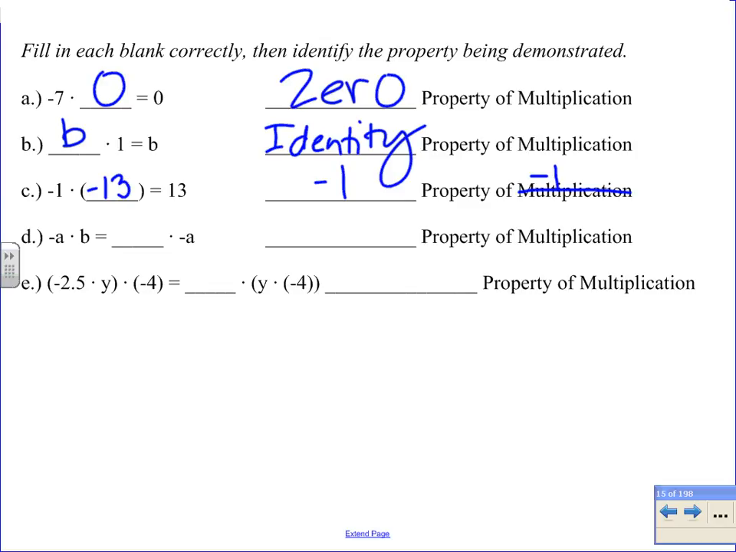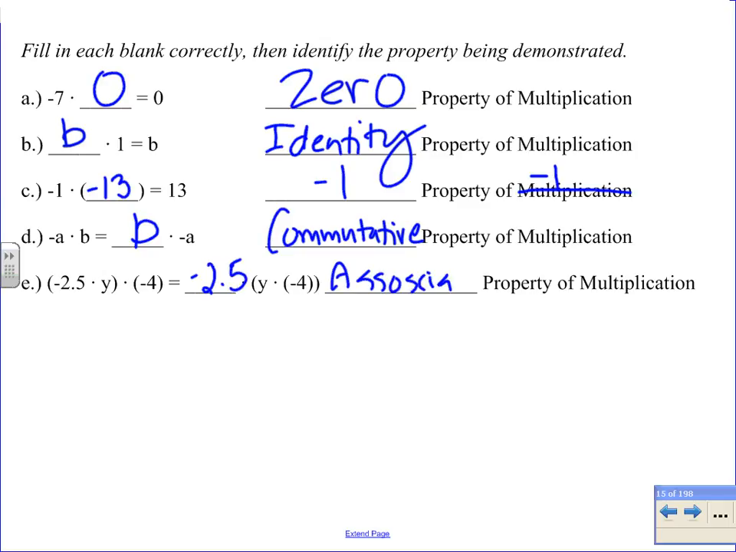Good, so what are we filling in here? Good, and what does that tell us? Great job. The order in which you multiply does not matter. Annalise, the last one. Good job. -2.5.